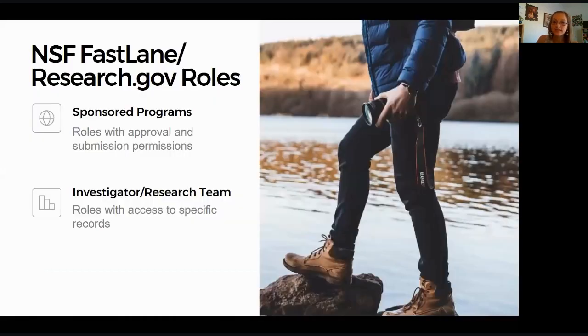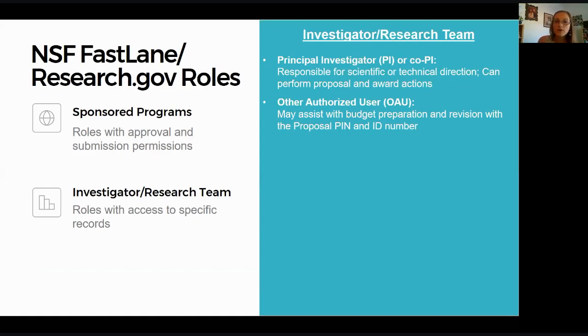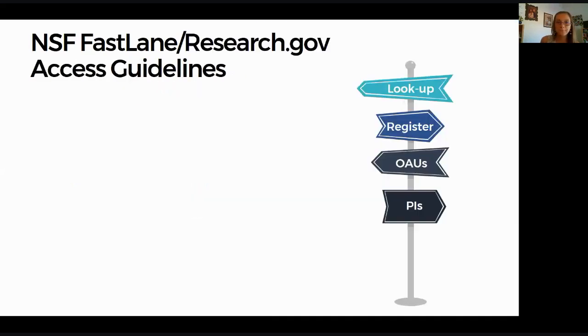NSF FastLane has some roles that you should be aware of. The first one is the sponsored programs role, and there's only one, pretty much, and that's the AOR role. We are able to approve and submit. And then I've put the investigator and research team roles together. So you've got the PI and co-PI, and then you also have that other authorized user, which I defined earlier. That would be a non-investigator person who could work on that proposal for the PI, or even maybe do a revision. You would need the proposal PIN and ID number to be able to do that.